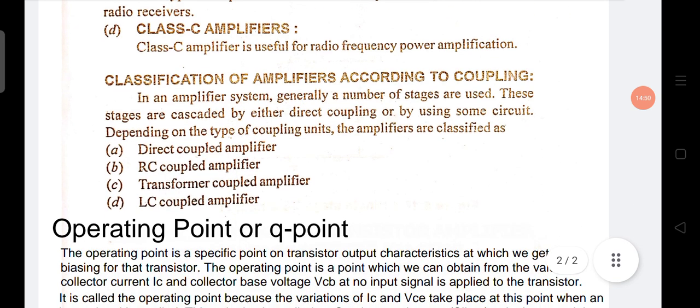In the next classes we are going to discuss each type of amplifier.